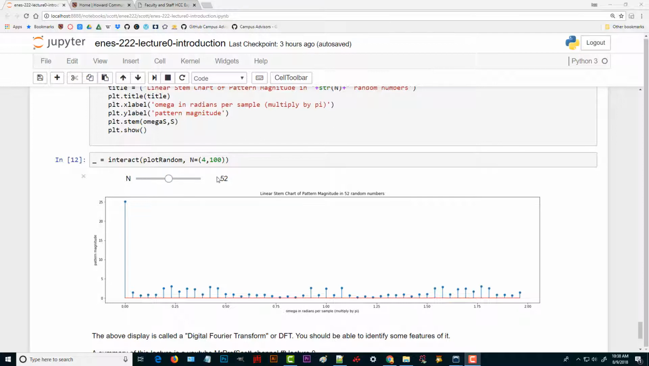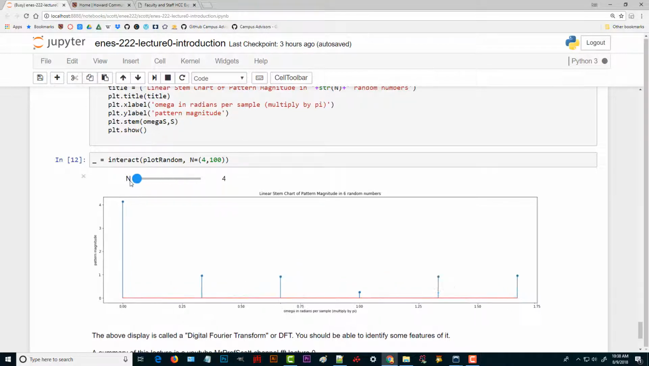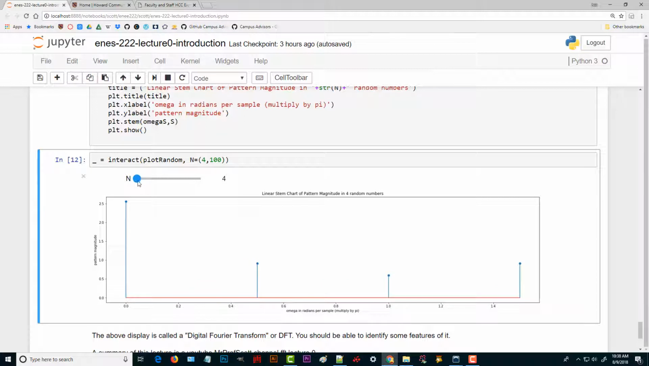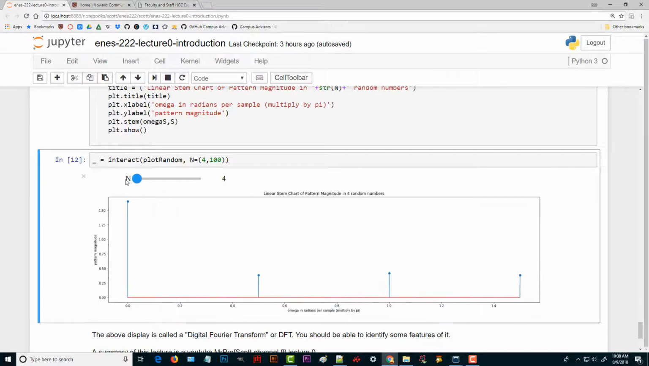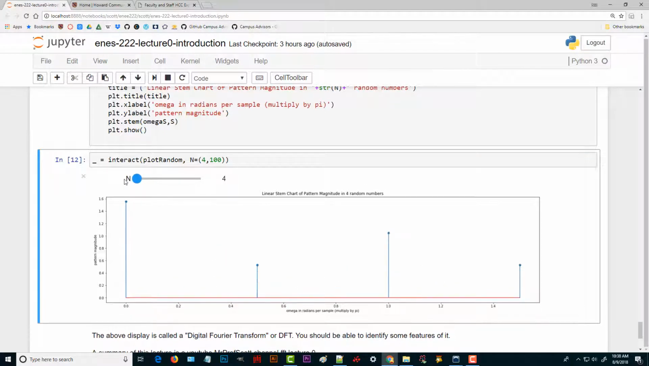Here we see 52 random numbers and 52 possible patterns in them. Here we see 4 random numbers, and here are several more sets of 4 random numbers and the patterns possible in them. The patterns all have this straight line that's usually the largest magnitude. Then there's a center, and about the center you find equals.